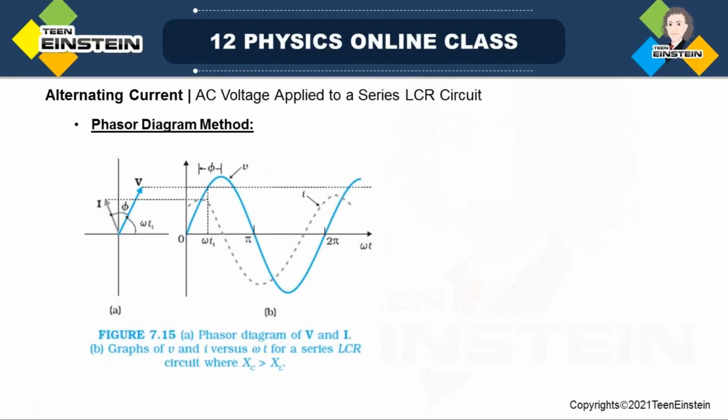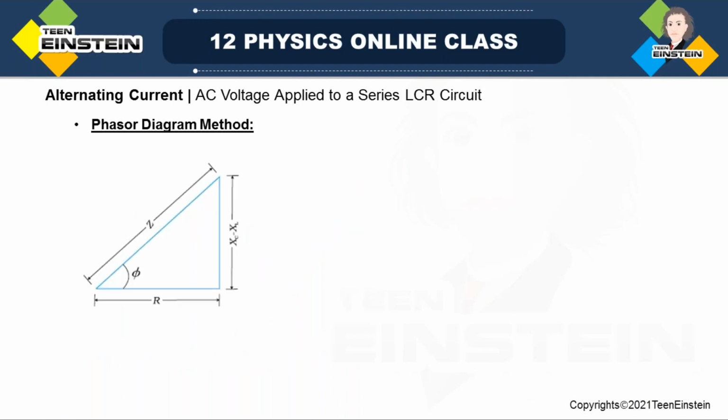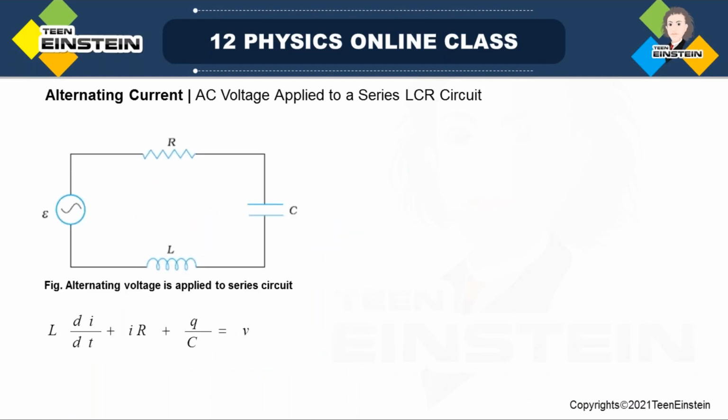So we had started with alternating current, and we had learned so far what happens to the current and voltage relationship, the phase relationship, if we apply AC voltage to a purely inductive circuit, a purely capacitive circuit, and a purely resistive circuit. So those things we have already learned.